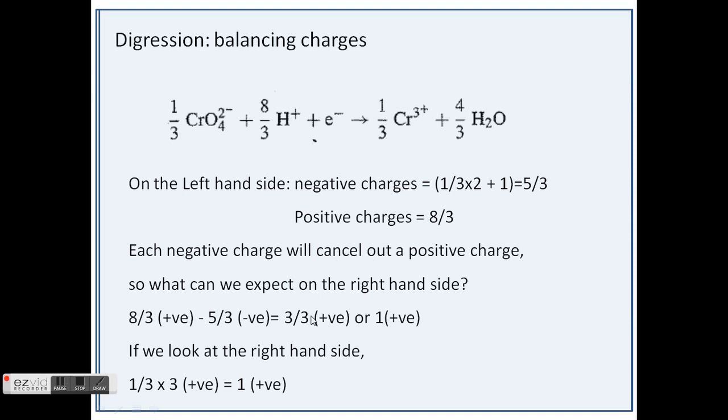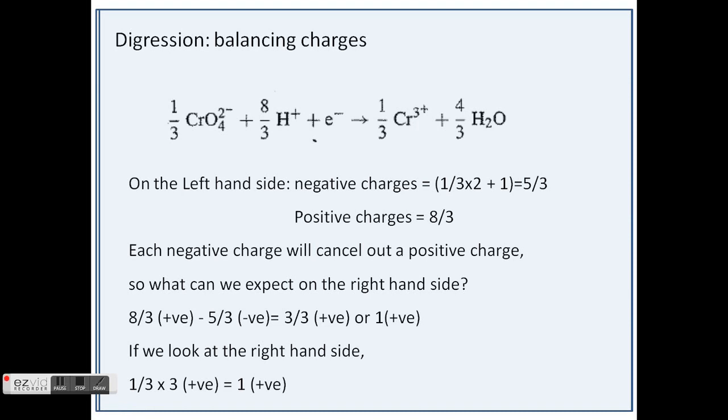So when we come to this side, we want to see if the charges are balanced. We need one positive charge on the right hand side to balance the equation, and I would see that 1 over 3 times 3 will give us 1. So this equation is balanced. I hope it's clear. So we'll move on.